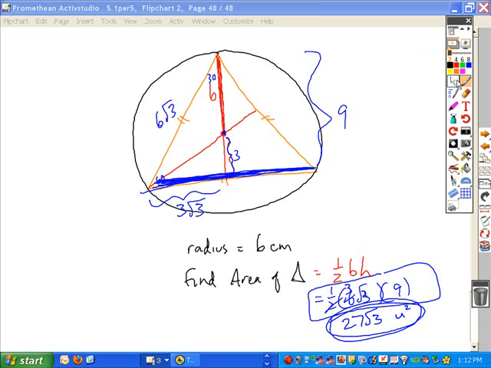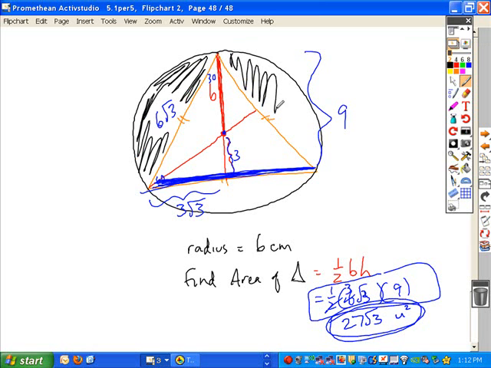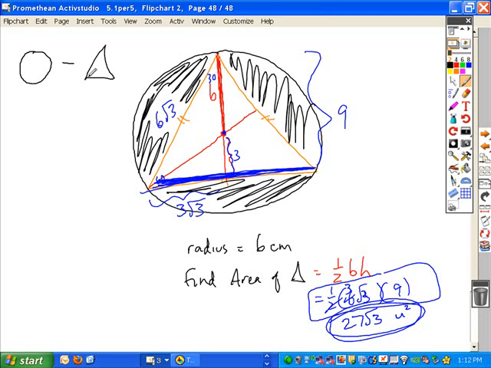Now, what if instead of asking that, what if I asked you to find this shaded region? Still the same thing, a radius of 6. Now, you'd have to take these overlapping shapes, take the whole circle, and subtract from the circle the triangle. Well, what's the area of the circle going to be? Pi r squared, which a radius of 6 gives you 36 pi, and then you'd subtract what we found here, 27 root 3. So your overall area for that shaded region would be given by this expression.